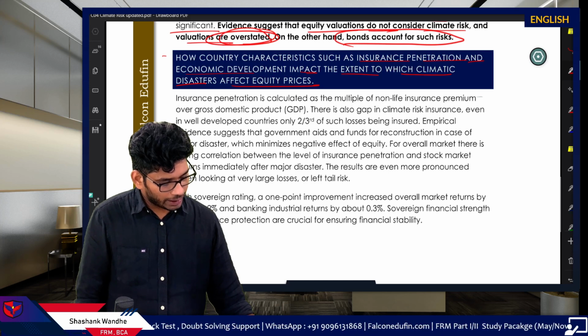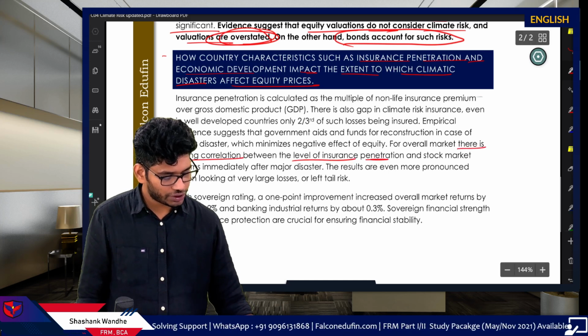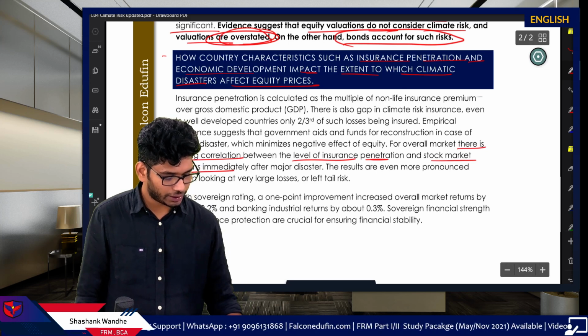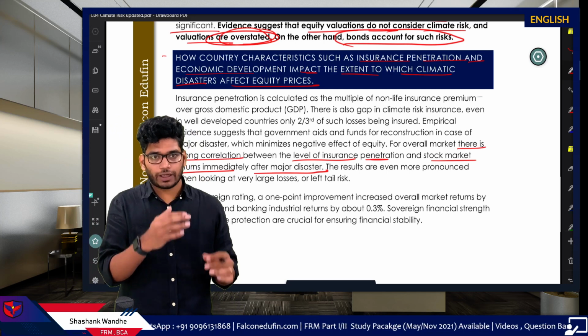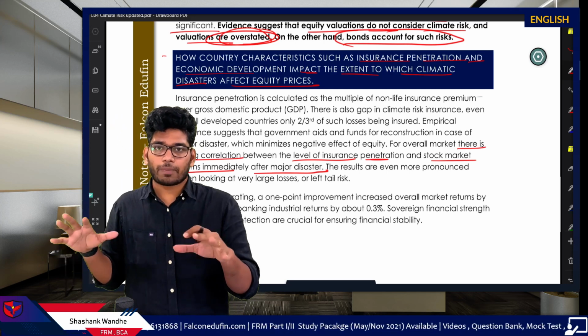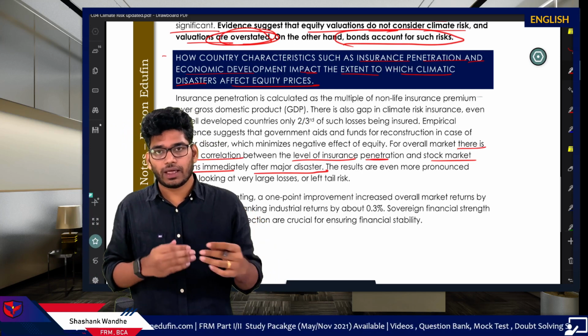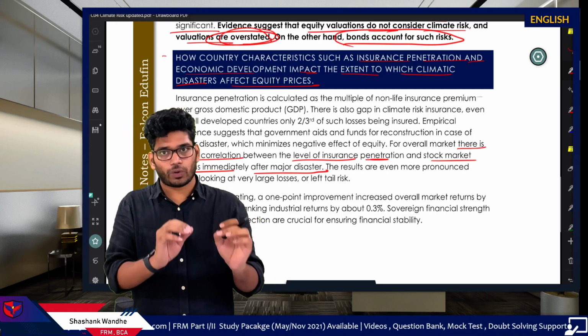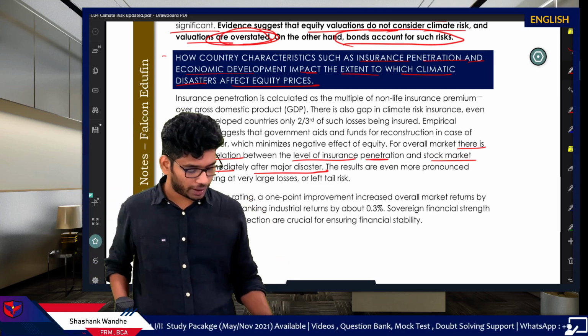For the overall market, there is a strong correlation between the level of insurance penetration and stock market returns immediately after a major disaster. If the insurance penetration is high, meaning the climate risks are properly insured, then the market will return to normalcy after the climate disaster. So there is high correlation. High penetration, immediate recovery. Okay, so proper recovery.